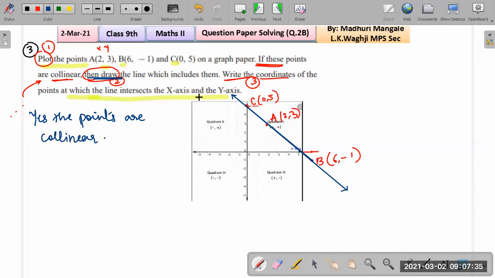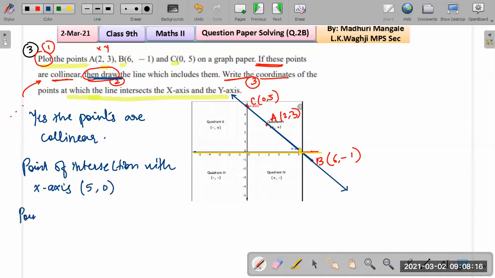All right, and then further they are asking us to write the coordinates of the points at which the line intersects the x-axis and the y-axis. So this is the line and it intersects the x-axis. Where is the x-axis? This is the x-axis. Where does it intersect? If you draw it nicely, you should be able to see the point of intersection is this point, that is 5 comma 0. So we write it like this: point of intersection with the x-axis is 5 comma 0.